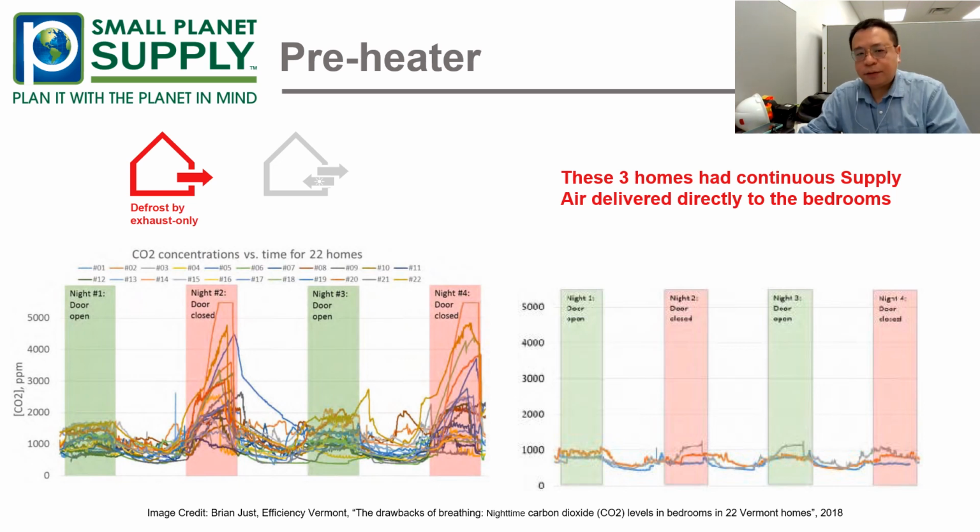According to a study from Brian Just, it shows the carbon dioxide concentration drops with continuous air delivery. On the left hand side, we see the carbon dioxide level is very high for a certain period of time. And on the right hand side, if the supply air is continuously delivered to the bedroom, the level of carbon dioxide sharply drops.